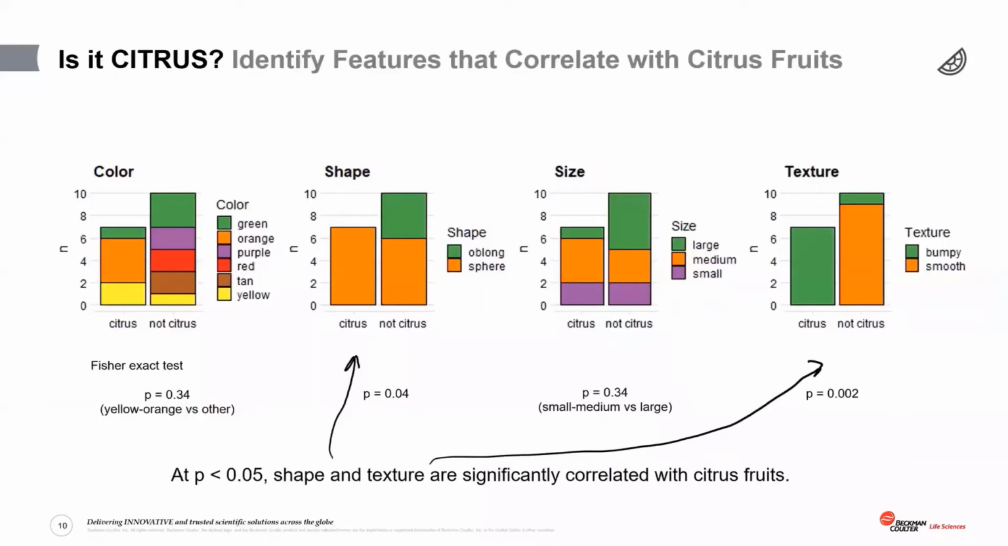So here's a summary of all the correlations between citrus and each single feature: color, shape, size, and texture. If I look for relationships between any single variable and citrus status, I find that spherical shape and bumpy texture are each significantly associated with being a citrus.